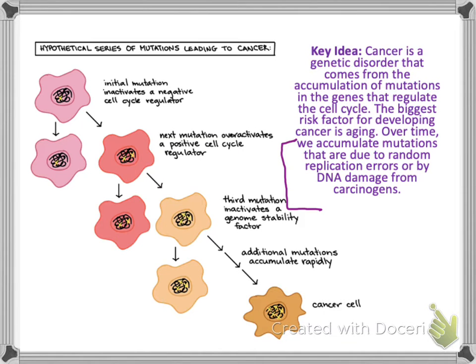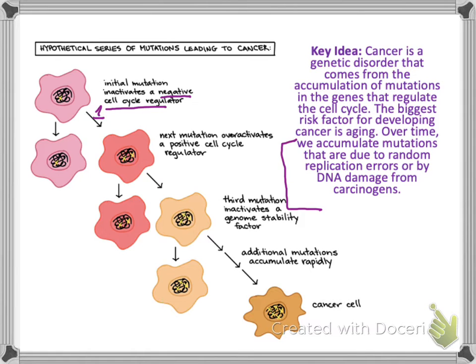But this picture basically shows how mutations can lead to cancer. Each of these arrows is basically representing a new change to the cell. So here is our initial cell, okay? And this first mutation is going to inactivate a negative cell cycle regulator. Okay, so that's something that would normally regulate the cell cycle by shutting it down. Okay, so something that stops the cell cycle at, say, a checkpoint.